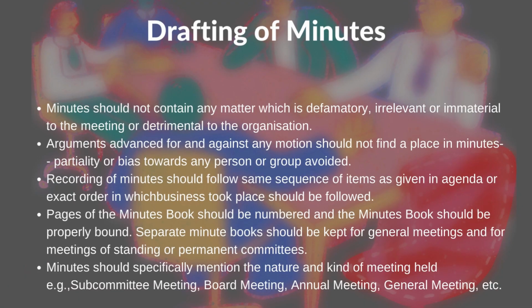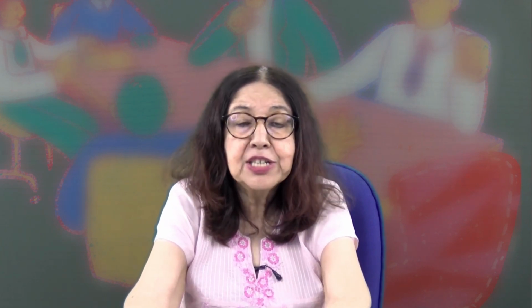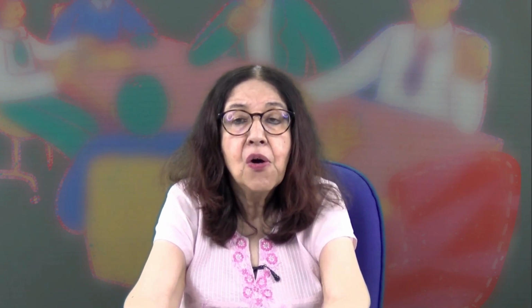Minutes should not contain any matter which is defamatory to somebody, anything which is irrelevant or immaterial to the meeting, or detrimental to the organization. Arguments, if they are placed in the minutes, should not show any bias or partiality towards any person or group. They should follow the same sequence of items as given in the agenda or the exact order in which the business took place.